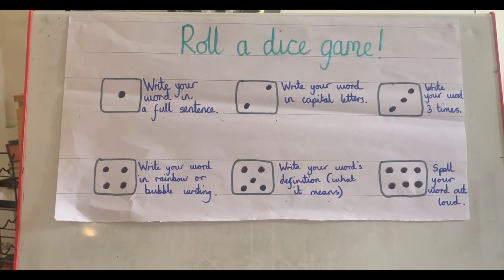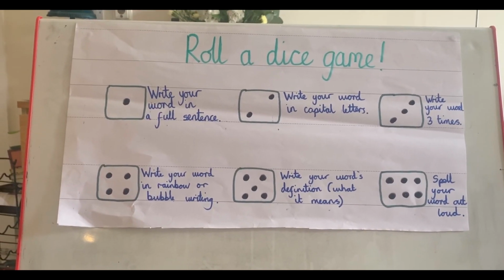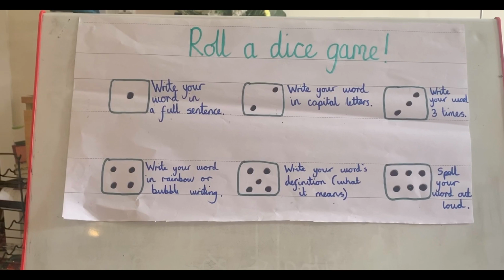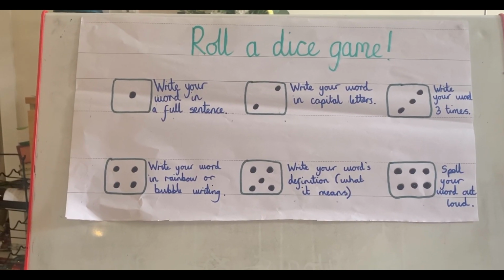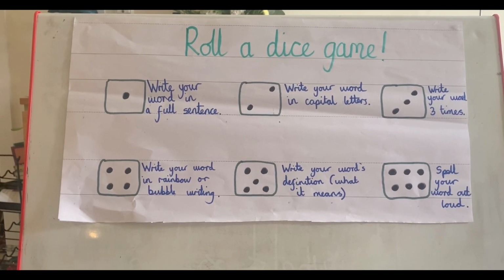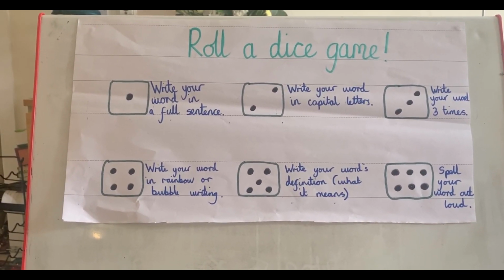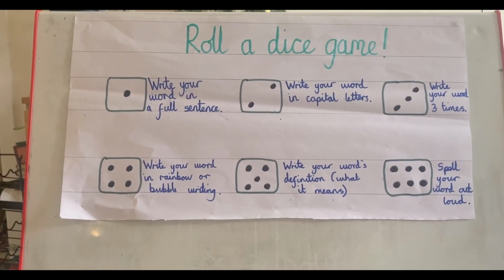So, for this game, when you roll your dice, depending on what number you get will tell you what activity you need to do. So, if you roll a 1, you can choose one of your spelling words and write it in a full sentence. If you roll a 2, you can write your word in capital letters. If you roll a 3, you can choose a different spelling word and write it out 3 times.